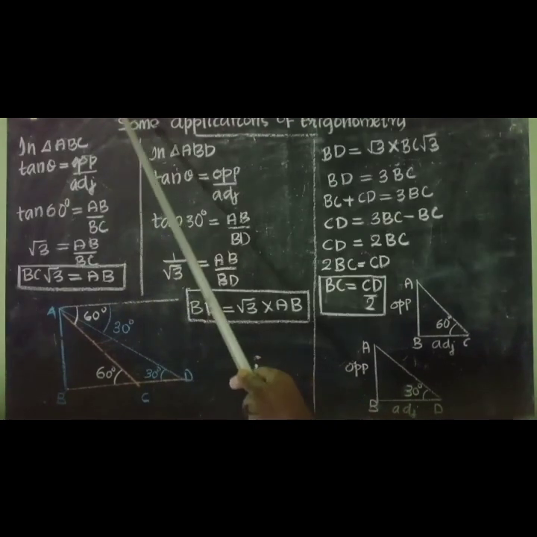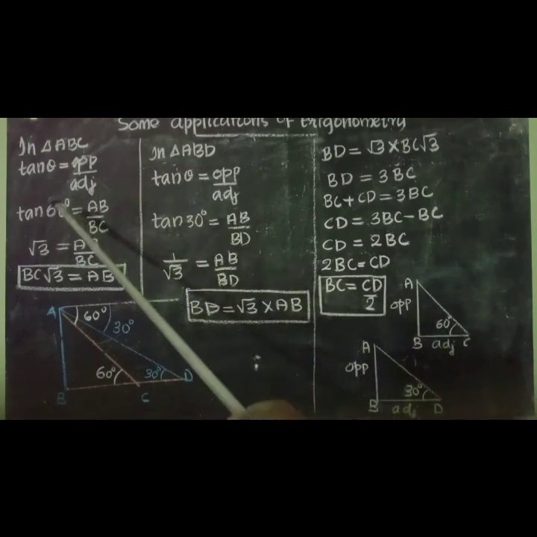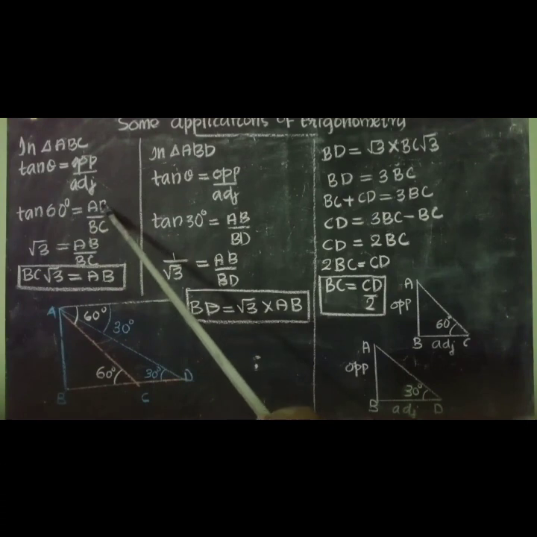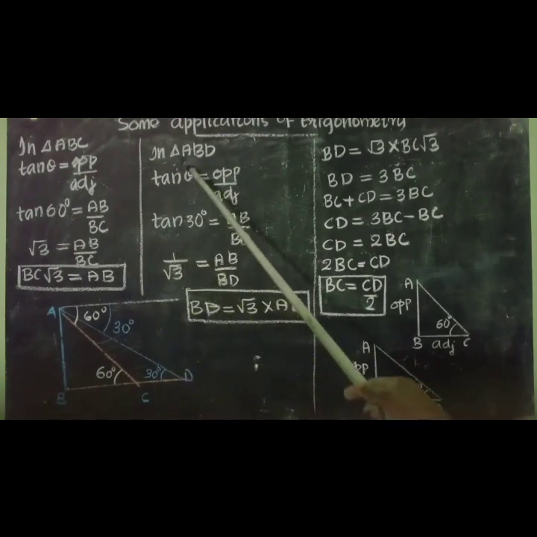In triangle ABC, tan theta equal to opposite side by adjacent side. In triangle ABC, theta is 60 degree, opposite side is AB, adjacent side is BC. So, tan 60 degree equal to AB by BC. Tan 60 degree is root 3. So, root 3 equal to AB by BC. Cross multiplying, we get BC root 3 equal to AB. Let it be there. Then take the next triangle.